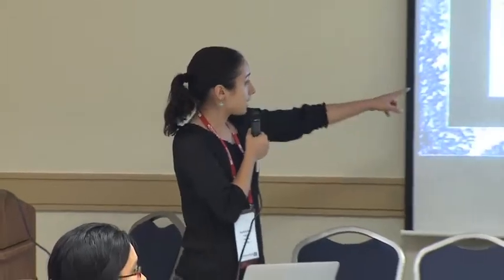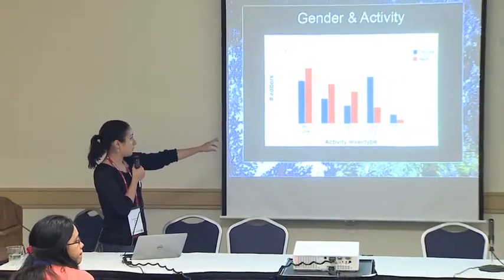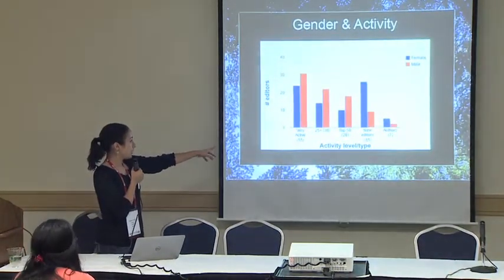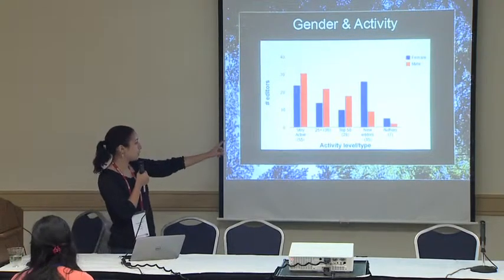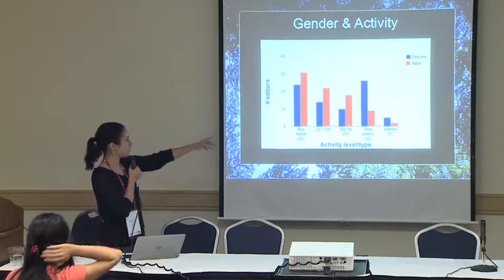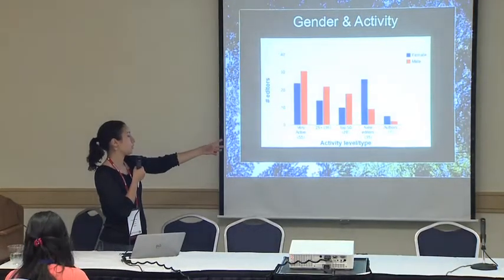Gender and activity. I did this graph to show the different statistics for not the types of activity, but the level of activity. The very active editors, there were 55 of those people, and among them, male in red, female blue, males outnumbered females. Among the people who did at least 25 edits over the past week, also males outnumbered females. Among the top 50 editors over the past week, generally males outnumbered females.